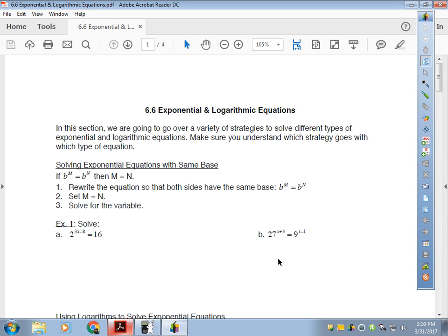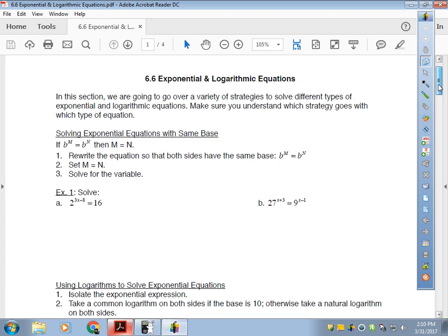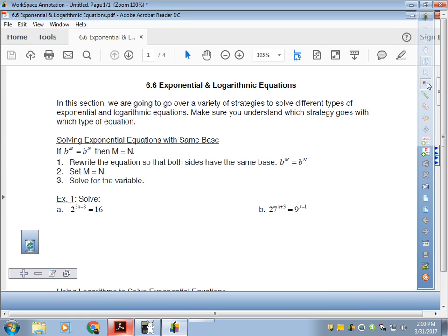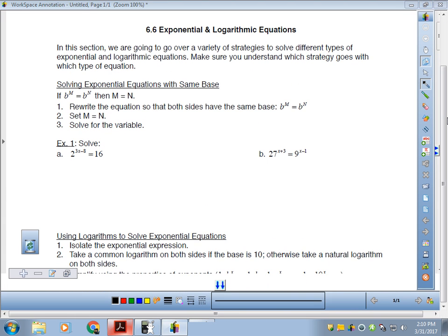So this is section 6.6, which is about solving exponential and logarithmic equations. We're going to look at a bunch of different types of logarithmic equations and talk about different strategies that we can use to solve them.